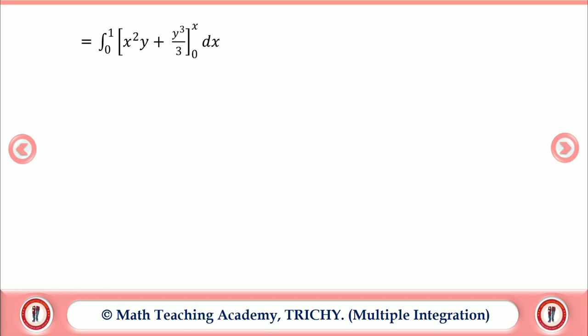So that is equal to integral 0 to 1 of x squared y plus y cubed by 3, limit 0 to x, dx. In place of y replace x, because x is the upper limit and 0 is the lower limit. First put y equal to x, the upper limit, and then put y equal to 0, the lower limit. So the given integral becomes integral 0 to 1, x squared into, in place of y replace x, and then in place of y replace 0.